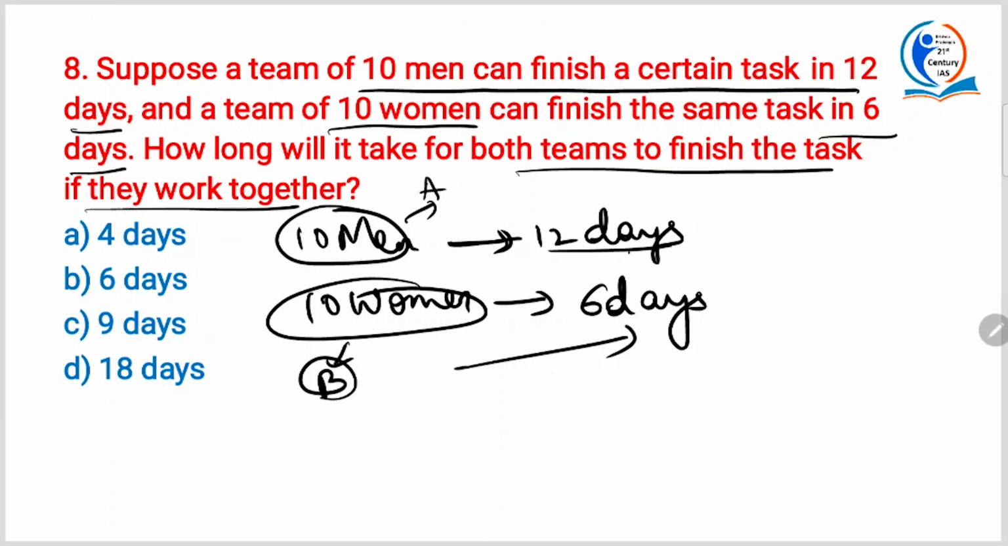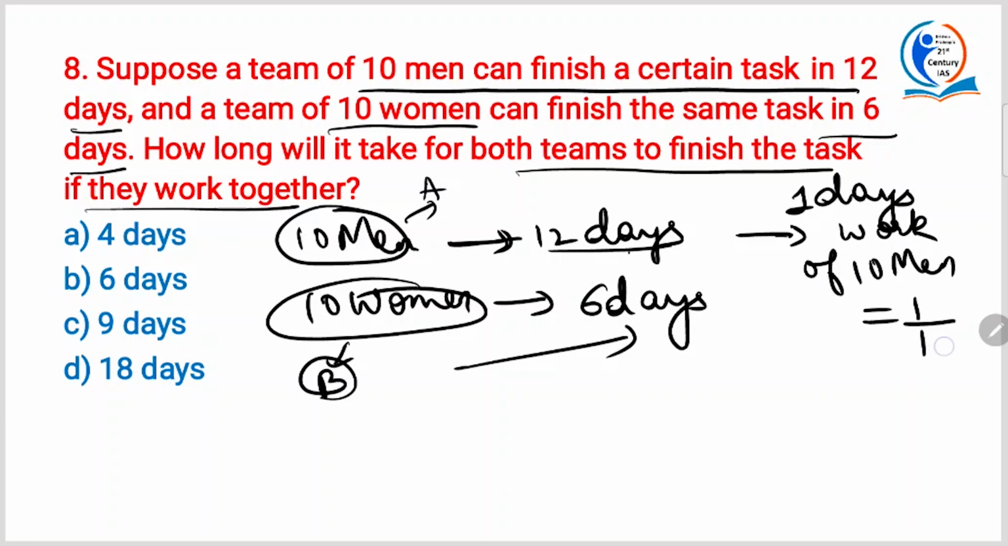Alright, so for that, what are you supposed to take? What is 10 men's 1 day's work? 1 day's work of 10 men is equal to 1 by 12, 1 by 12th of the work.